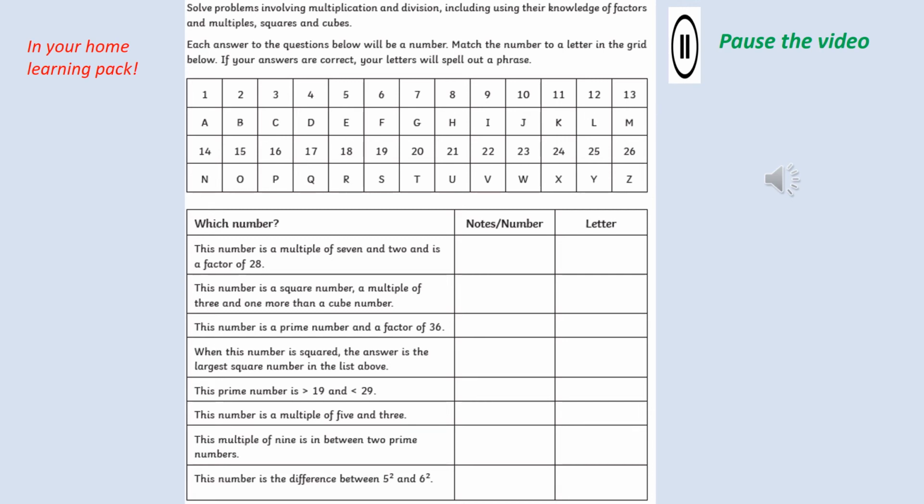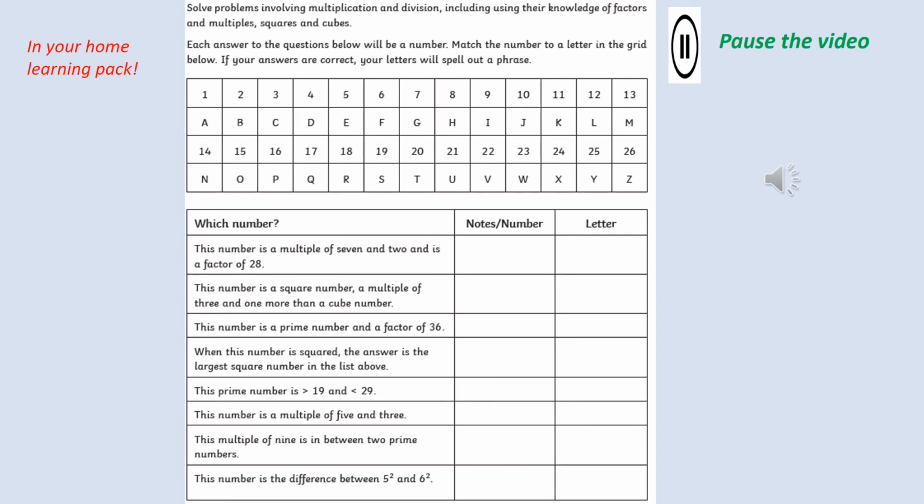If it's a multiple of 7 and 2, I just have to multiply 7 times 2, don't I? Which is 14. And let me just check, is 14 a factor of 28? Yes, it is, because 2 times 14 is 28. Where it says notes or number, you might have wanted to jot some of that down, or you could jot it down in your book on a piece of paper. But the number I'm looking for is 14, and that letter is N. So in number, I would put 14, and in letter, I would put N.